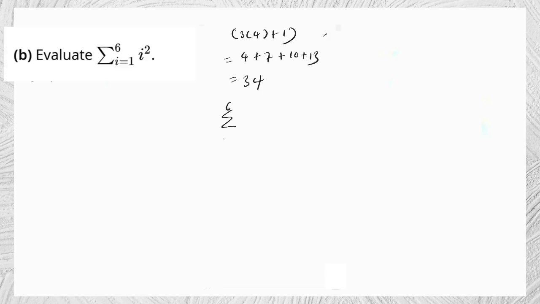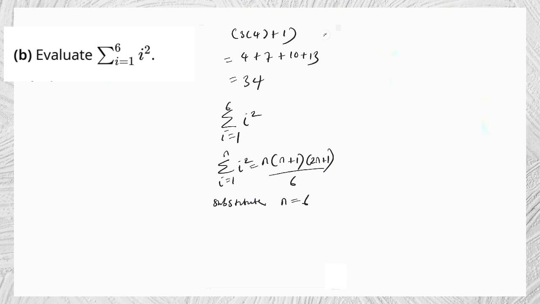So next we have summation of i equals 1 up to 6 for i squared. Since we have i squared, we can apply one of the properties of summation. If you recall, when you have i squared, you can write it in the form of n times n plus 1 times 2n plus 1 divided by 6. Since we are going to find i equals 1 up to 6, which is n in this case, all you have to do is substitute 6 everywhere you find n.